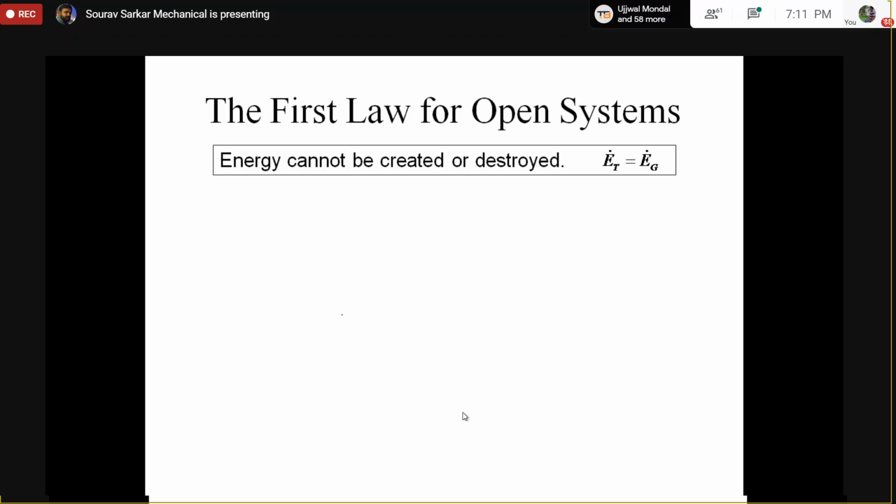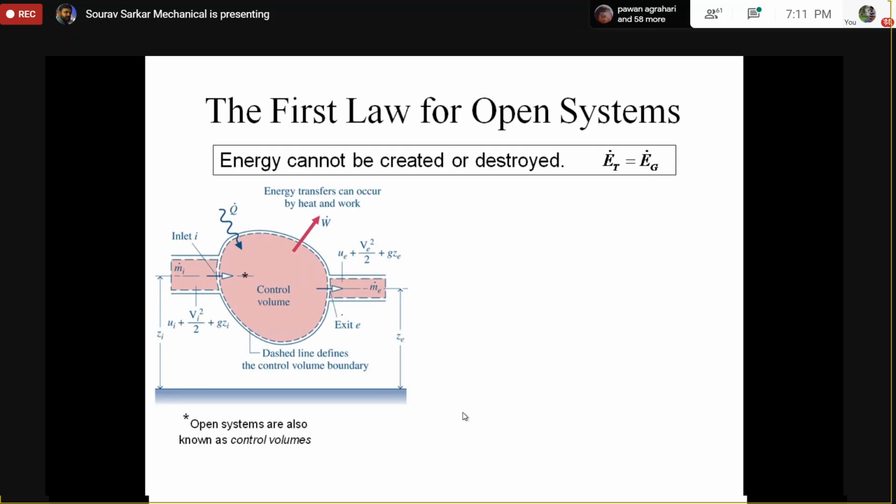For mass, if the system is steady, the dm/dt term goes to 0. If the system is not steady, the dm/dt term is not equal to 0. Similarly, here also the same thing happens. If the system is steady, the dE/dt term will be 0. If the system is not steady, the dE/dt term is not equal to 0. So if I write down the energy balance equation, what I can write is the net energy transfer rate into the system.